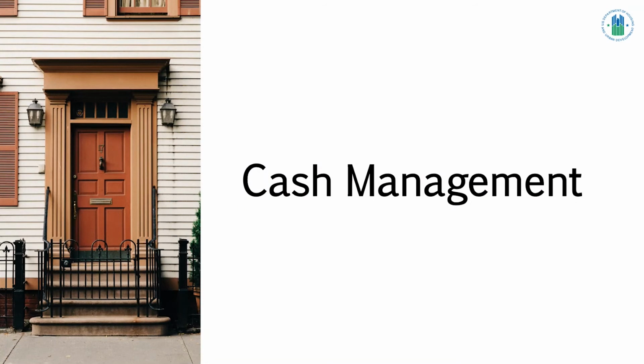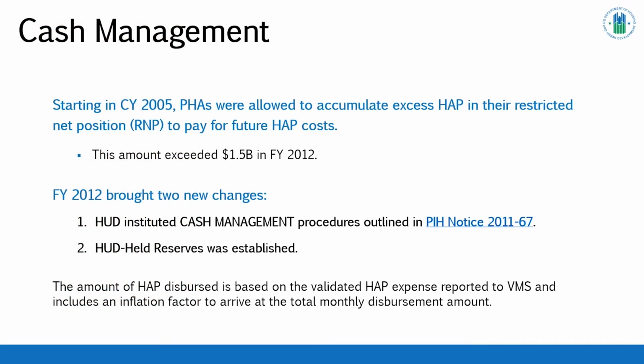Cash management is how HUD will disperse HAP funds to the authority. Starting in 2005, PHAs were allowed to accumulate excess HAP in their restricted net position to pay for future HAP costs as well as to pay for prior year HAP costs. This amount exceeded $1.5 billion in fiscal year 2012.